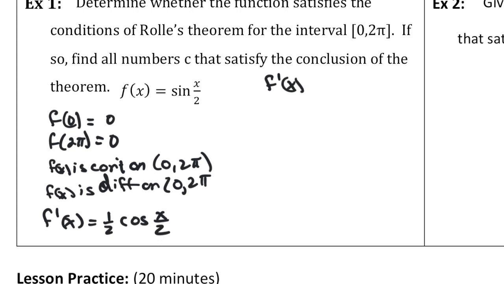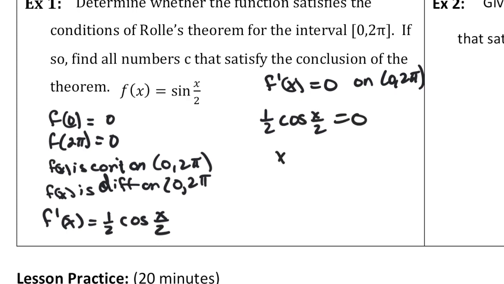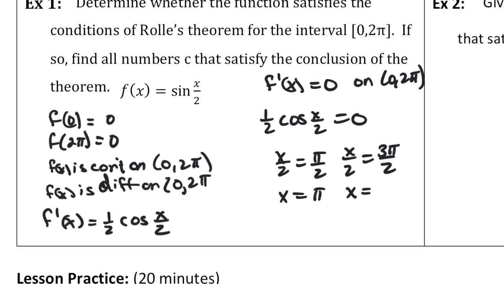We know that f'(x) must equal 0 somewhere on our interval 0 to 2π. We don't include the endpoints. So when we set our derivative equal to 0, we know that x over 2 is equal to π over 2. We know that x over 2 is also equal to 3π over 2. Of course, there are infinitely many places where this will occur. Unfortunately, we're only interested in what happens between 0 and 2π. So we're going to cross out x equals 3π.